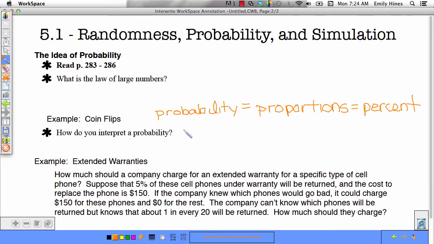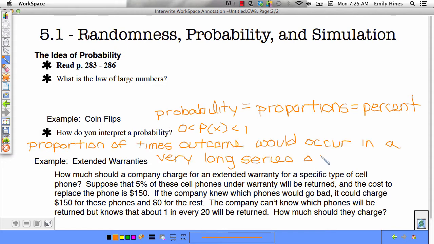Probability is always going to be a number between 1 and 0. And we represent probability by saying the probability of X. It's always going to be a number between 1 and 0. And what it is, it's the proportion of times the outcome would occur in a very long series of repetitions. So if I repeated something over and over and over again, what proportion of times would a given outcome occur?